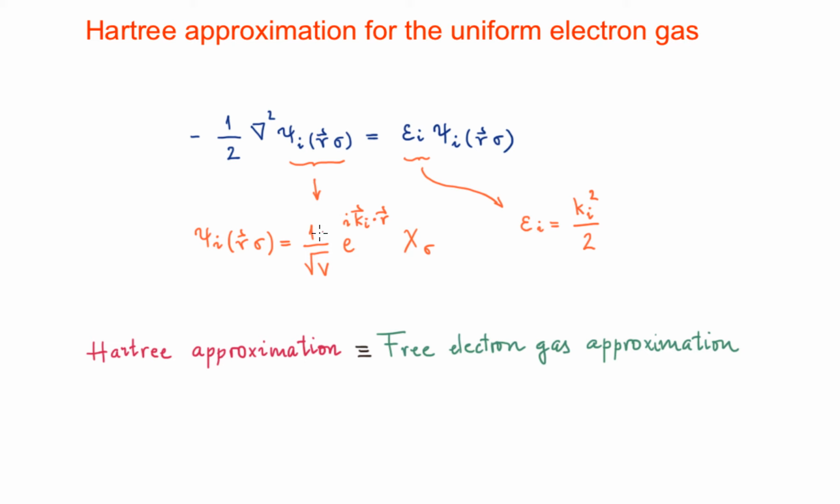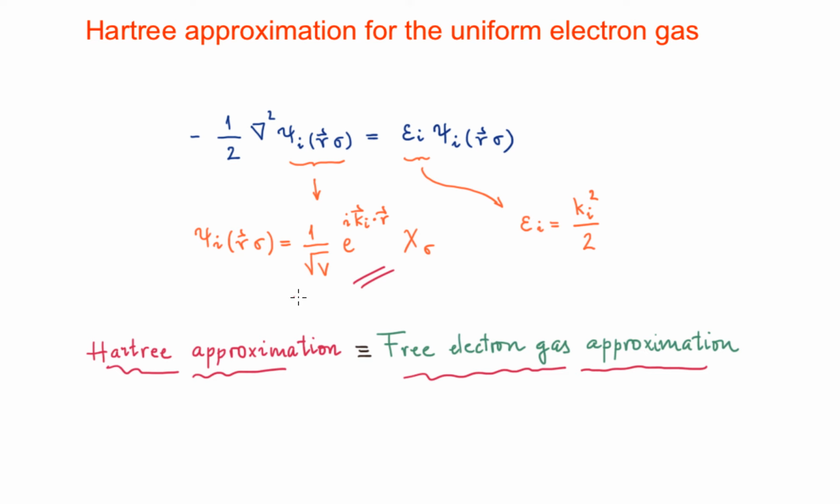So therefore, we are proving that within the Hartree approximation, the solution we have for the electronic states are actually plane waves. Therefore, within the Hartree approximation, the solution we are getting is the same as within the free electron gas approximation. So there is not anything new we are having here. Therefore, everything, like the ground state energy and all the solutions we had for the free electron gas approximation, are the same as the ones we are having for the Hartree approximation.